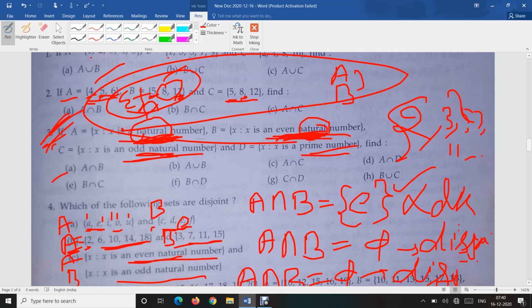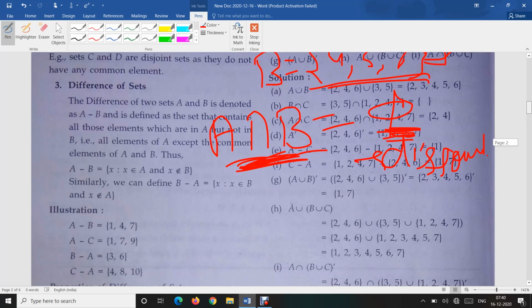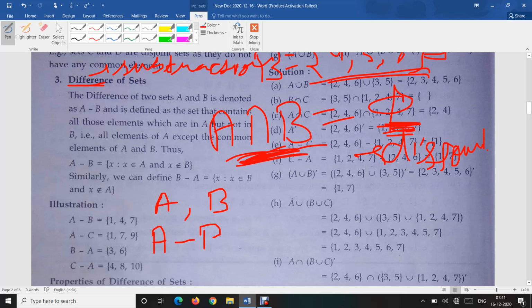Now let us move towards the next topic, which is difference of sets. As you can understand from the term difference, it is talking about subtraction. Suppose you have set A and set B, and you have to find the difference of these two sets. That means A minus B.